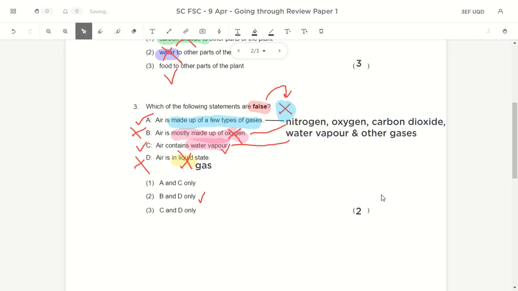Air is made of a few gases is a correct statement, but I want a wrong one, so it cannot be A. Air is made of mostly oxygen, which is false. It is supposed to be nitrogen, so B is the one I want. Air is made of water vapor is true, so it's not what I want. Air is actually in a gas state, so this is wrong, so I want B and D. Answer is 2. Alright, 2 more questions.